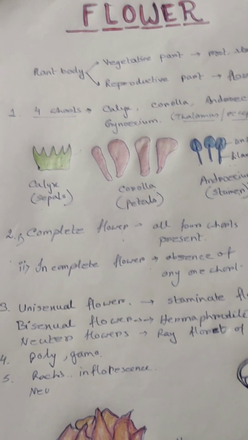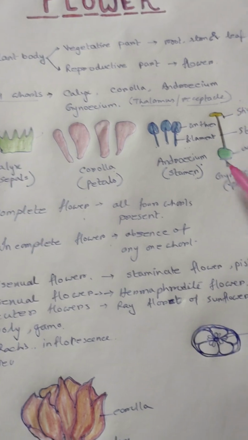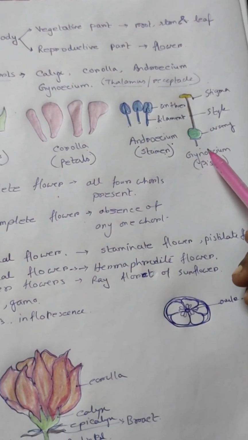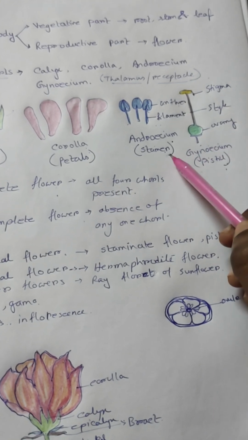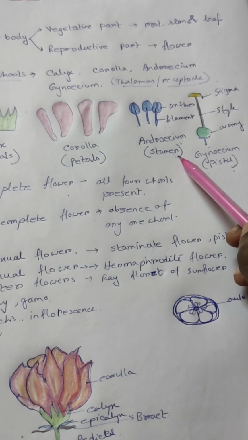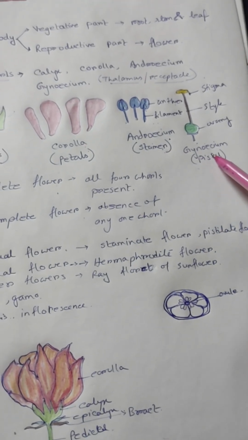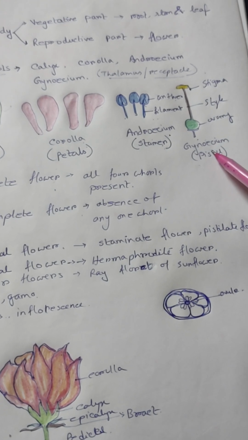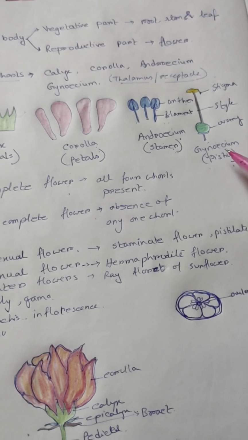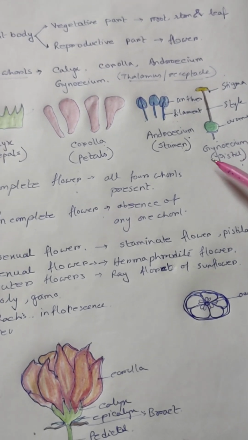Then come to the next type of flower, that is the unisexual flower. Among these two sexes, male part or female part, if a flower possesses only one part, that is androecium, then we call that flower a staminate flower. But if a flower possesses only the female part, gynoecium, then we call that flower a pistillate flower. So if a flower possesses any one sex, we call that flower a unisexual flower.